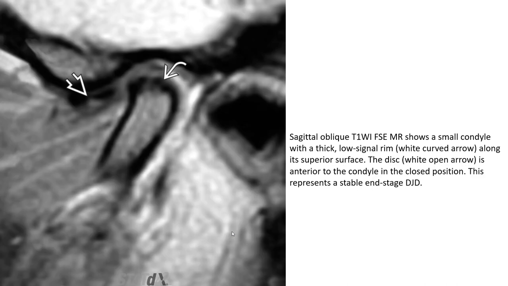Another case, sagittal oblique T1-weighted as above, shows a small condyle with a low signal rim, black curved arrow, indicated along its superior surface. The disc, as the open arrow indicates, is anterior to the condyle in the closed position. This represents a stable end stage of degenerative joint disease.